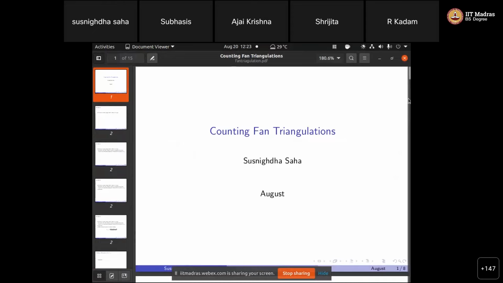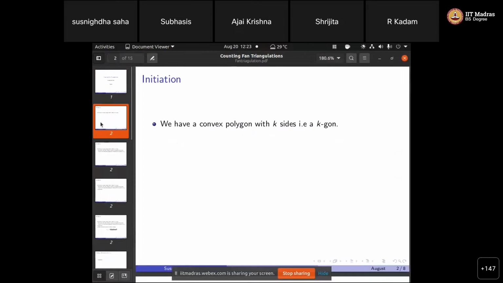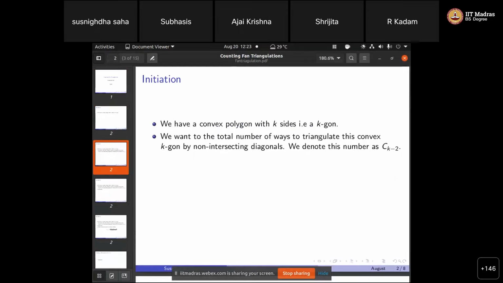Yeah, so hello everyone. This is Snigdha, and in this talk, I'll be dealing with one enumeration problem. Basically, what we are trying to do is, given a polygon with k labeled vertices, insert non-intersecting diagonals in it so as to decompose this polygon into triangles. And we are denoting this number as C_{k-2}. There's a particular reason why I am using this notation, and I will elaborate on it after a bit.